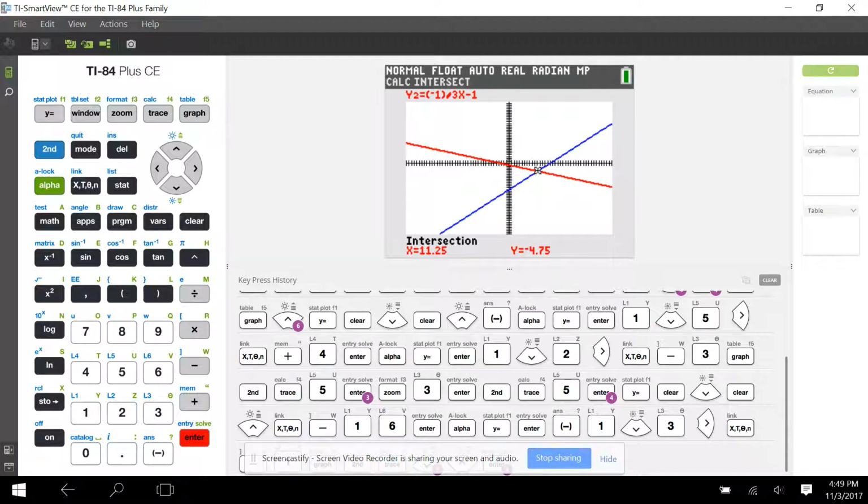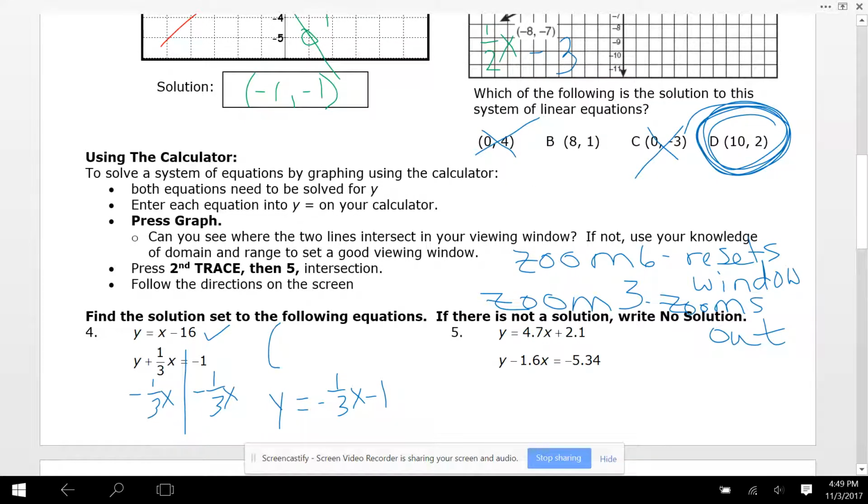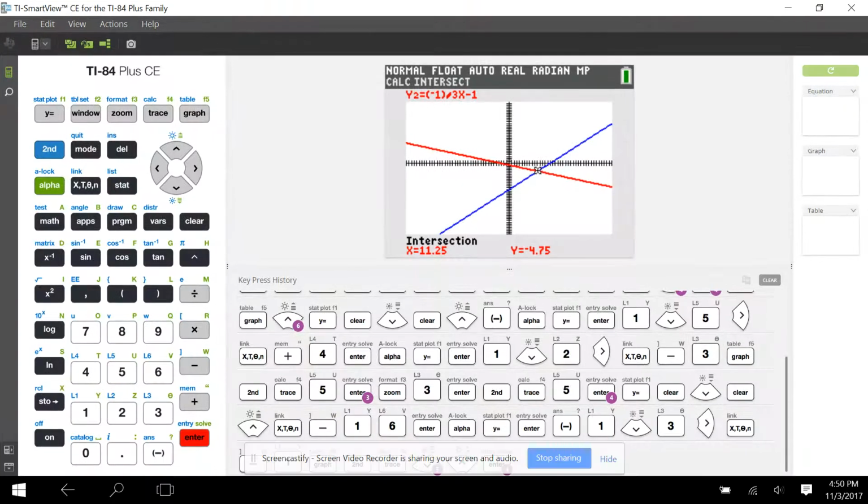Alrighty. Go back to our worksheet. Lots of back and forth. The solution is 11.25, comma, negative 4.75. Okay, there's a decimal over there somewhere. For number 5, I'm going to have to add 1.6x to both sides. So I'm going to have y equals 1.6x minus 5.34. I'll go back to my calculator.